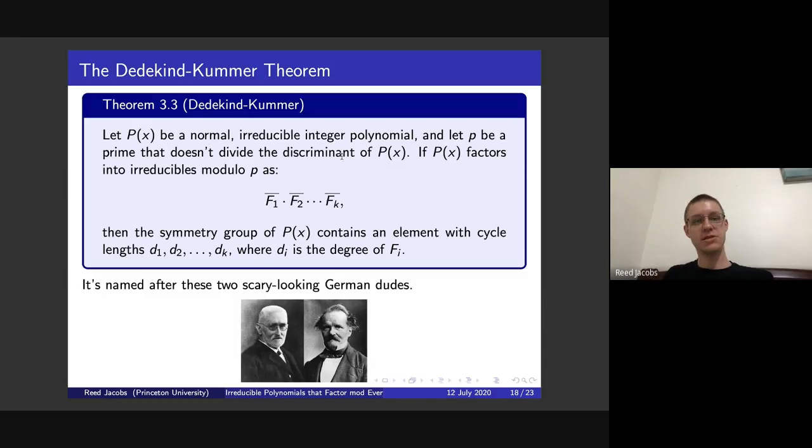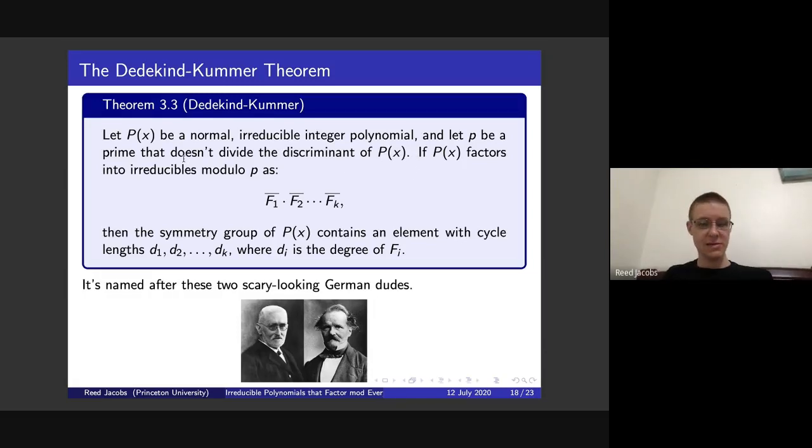And p is a prime which doesn't divide the discriminant of p of x. The discriminant, I'm not going to really say what it is, and you are fine if you just ignore what it is. But you can think of the discriminant as tracking when the polynomial has multiple roots. Like, for example, the discriminant of a quadratic polynomial is b squared minus 4ac. And we know that b squared minus 4ac equals 0 if and only if that quadratic polynomial has a double root. And there's a generalization of this idea of the discriminant to higher degree.